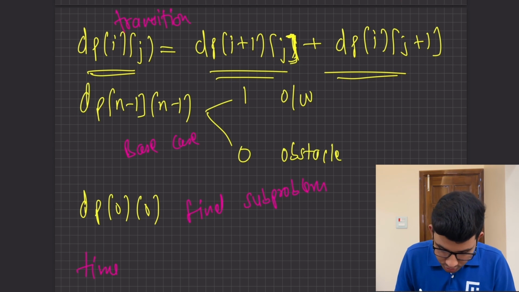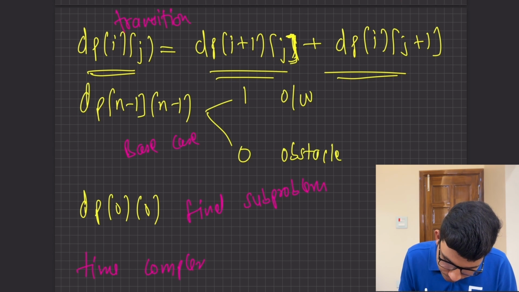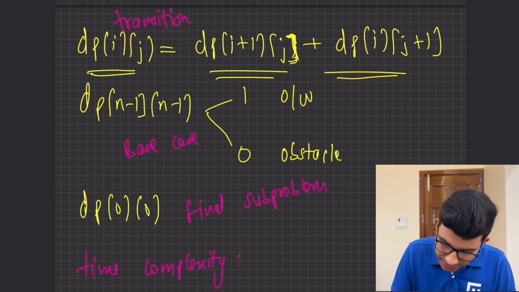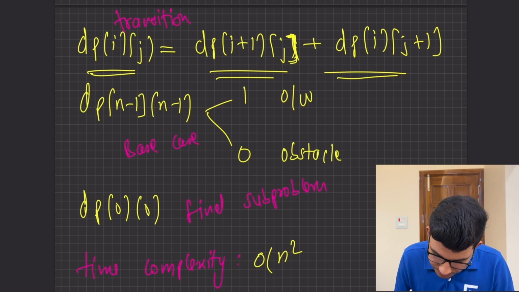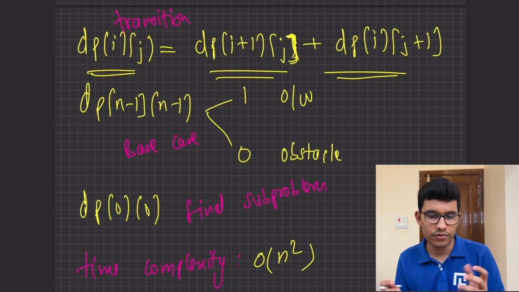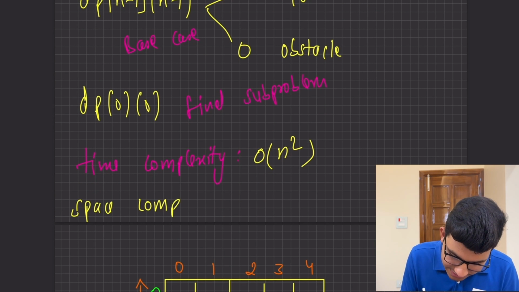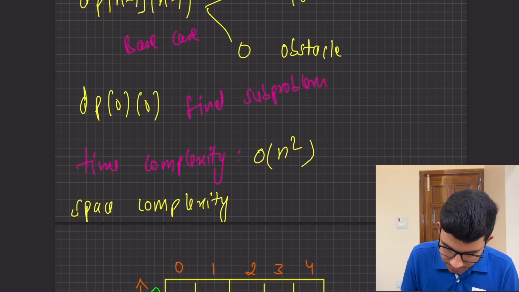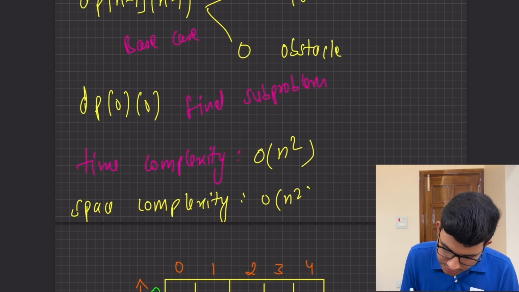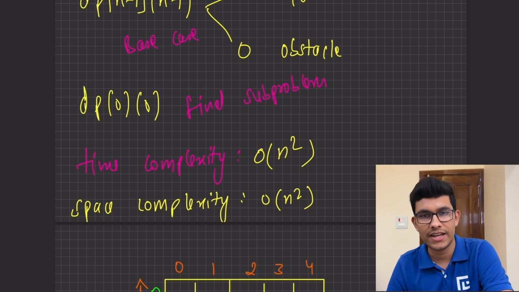All right, so time complexity is simply going to be equal to order of n square, because you have n square states and transition time is just order of 1. Same is going to be the space complexity, because the states itself are n square, right? So space complexity is also going to be order of n square.